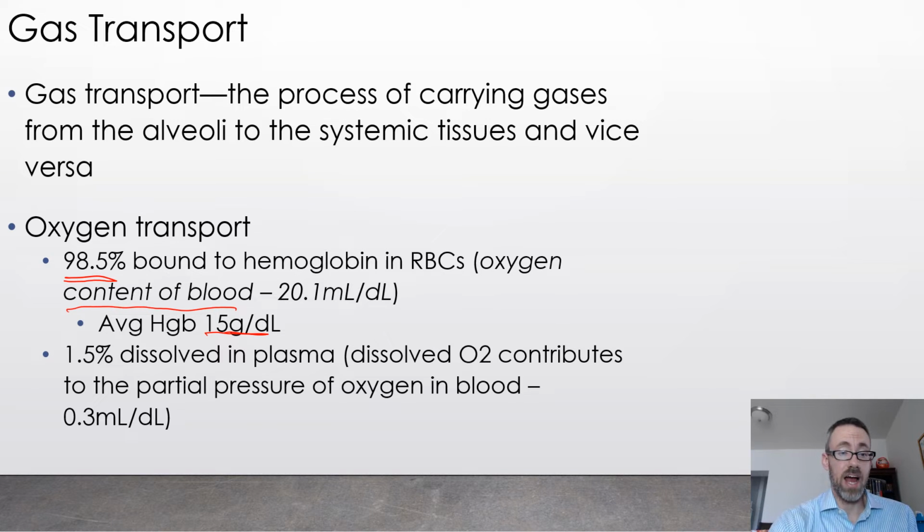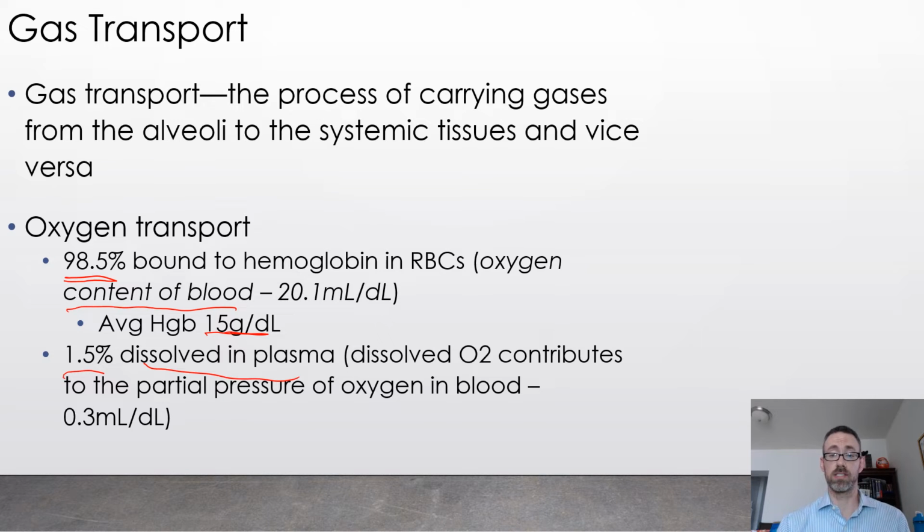The other 1.5% is directly dissolved. So that's what we've been talking about so far, was oxygen coming into the arteries, for example, and dissolving directly into the plasma. That actually only makes up about 1.5% of the total quantity of oxygen. The other 98.5% comes from the fact that it binds to hemoglobin.